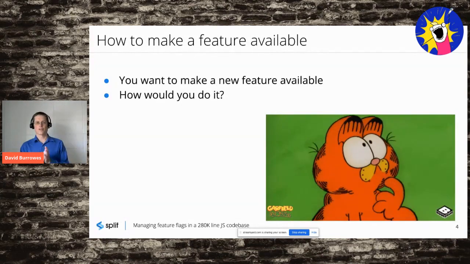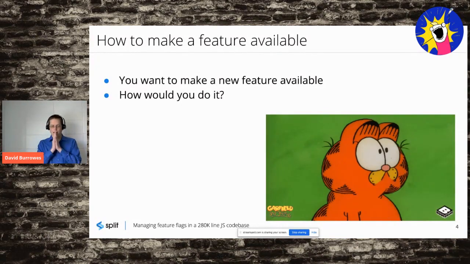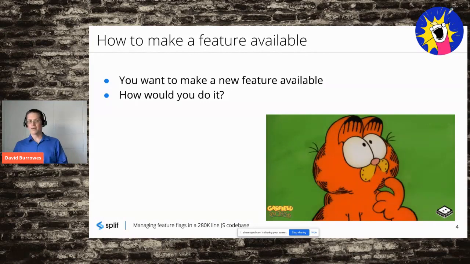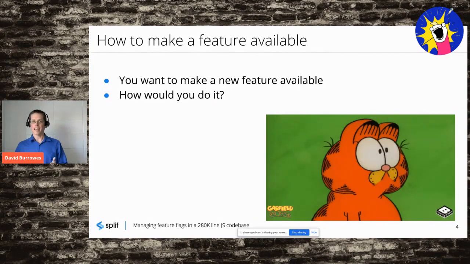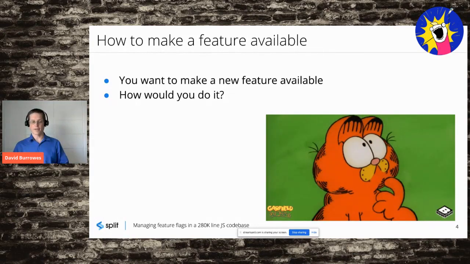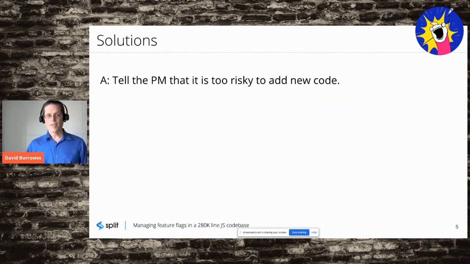So let's start talking about a feature flag. Why do you want to use them? You want to use them because you want to make some feature available. And how might you go about making a feature available? Well, one thing you might do is just decide, hey, making code changes is far too risky. We don't want to do that. Just don't introduce any new features. Tell your PM and go on about your day.